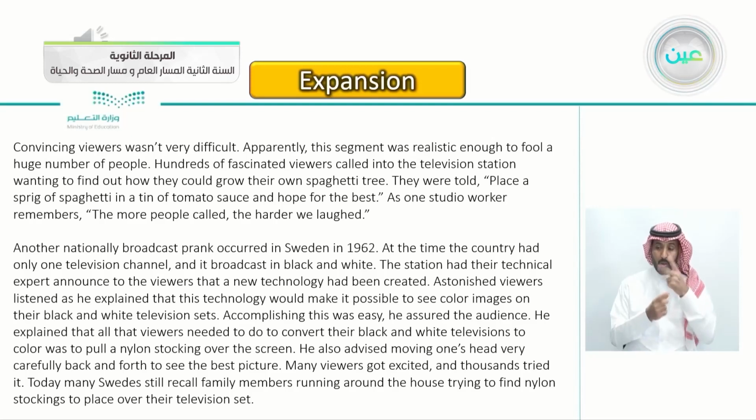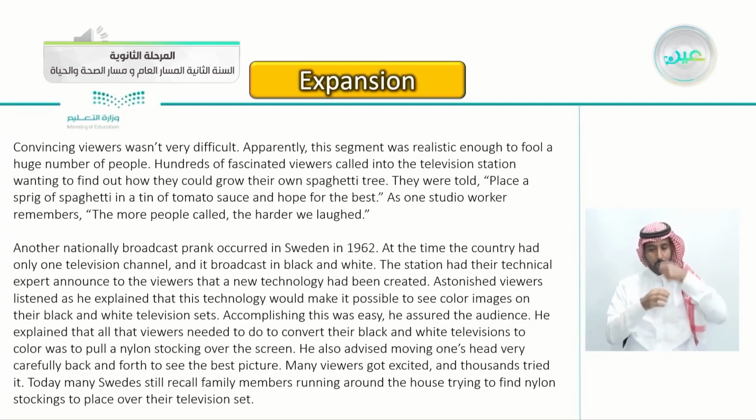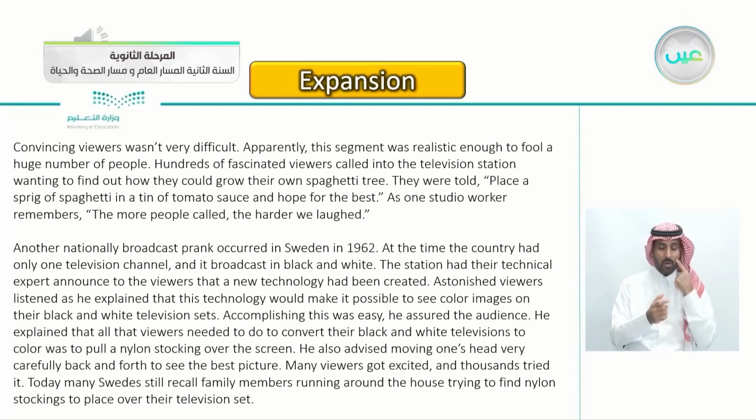Convincing viewers wasn't very difficult. Apparently, this segment was realistic enough to fool a huge number of people. Hundreds of fascinated viewers called into the television station wanting to find out how they could grow their own spaghetti tree. They were told, place a sprig of spaghetti in a tin of tomato sauce and hope for the best. As one studio worker remembers, the more people called, the harder we laughed.